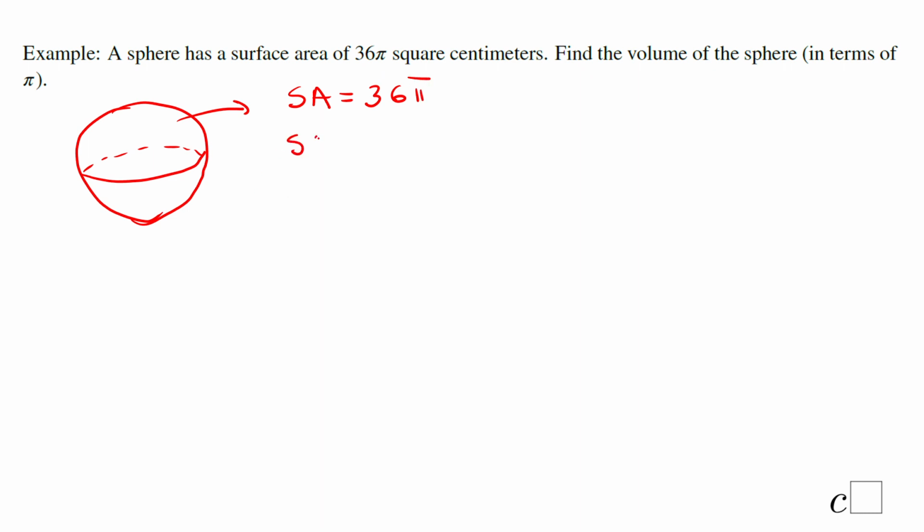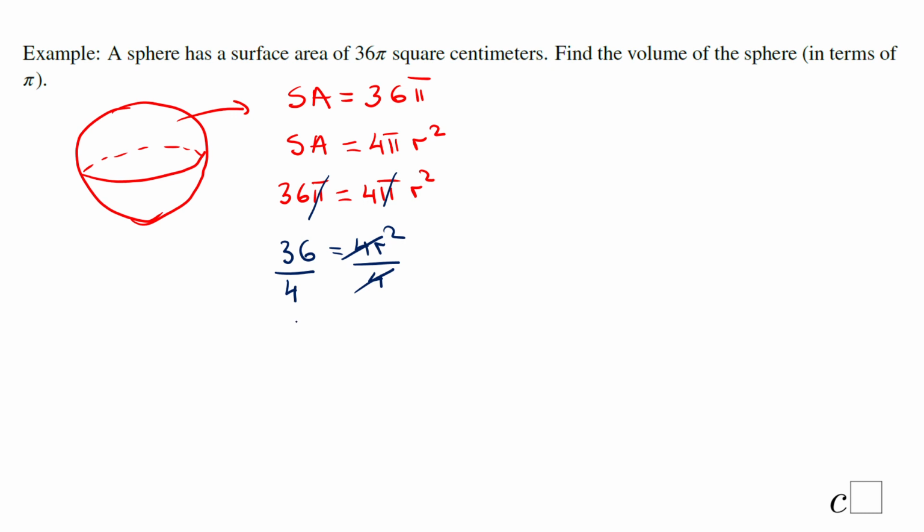If you remember the surface area formula, it's 4 pi r square. So what do we need to do here? We replace the surface area with 36 pi. And very similar to what we did a minute or two ago, we're going to cancel out the pi first, and we have 36 equals 4 r square. I'm going to divide by 4 to solve for r square. So r square equals 9.